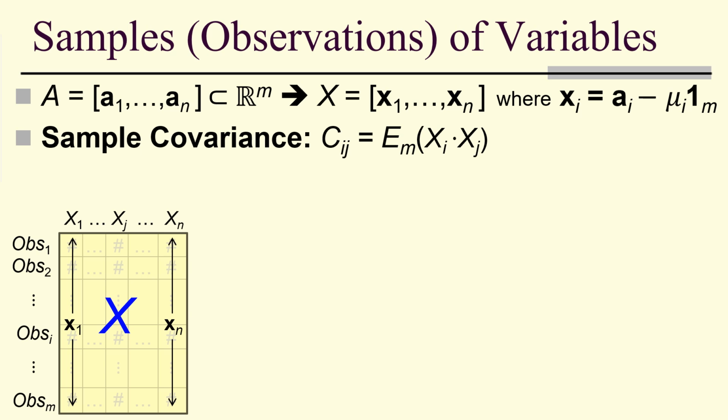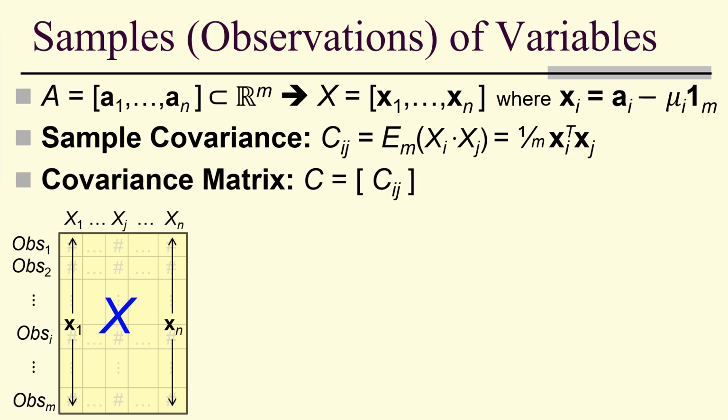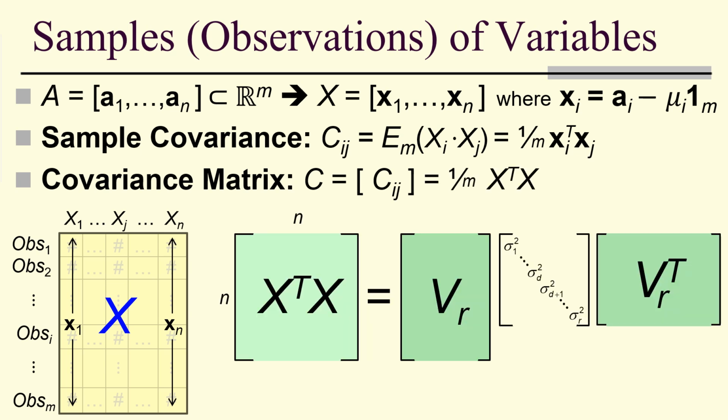The sample covariance coefficient, Cij, well, that's the sample average of the product of the variables xi and xj, which turns out to be 1 over m times the column xi transpose xj. And therefore, the covariance matrix, which is the matrix of these coefficients, is 1 over m times X transpose X.